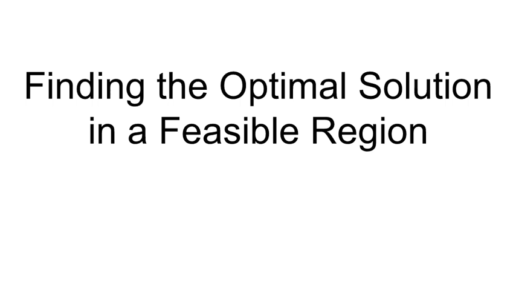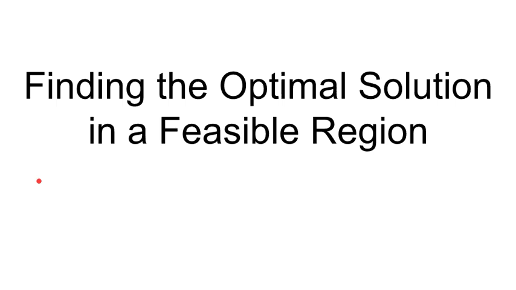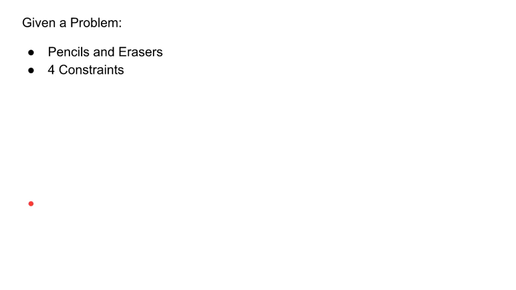Today we're going to look at finding the optimal solution in a feasible region. So what does that mean? Well, let's say that we have a problem, just a problem in math class or whatever, and it's about pencils and erasers. We have so many pencils and so many erasers, or that's what we're trying to figure out anyway, but we're given some restrictions. Let's say we have 4 restrictions or constraints.